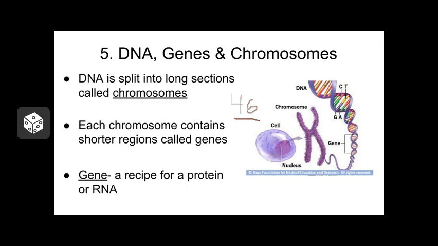Now on those chromosomes, I'm going to find the individual recipes for making specific proteins or RNAs. We call those specific recipes genes. So a chromosome really consists of a bunch of genes that are strung together with some other little segments of DNA in between, which we'll talk about in a later chapter.